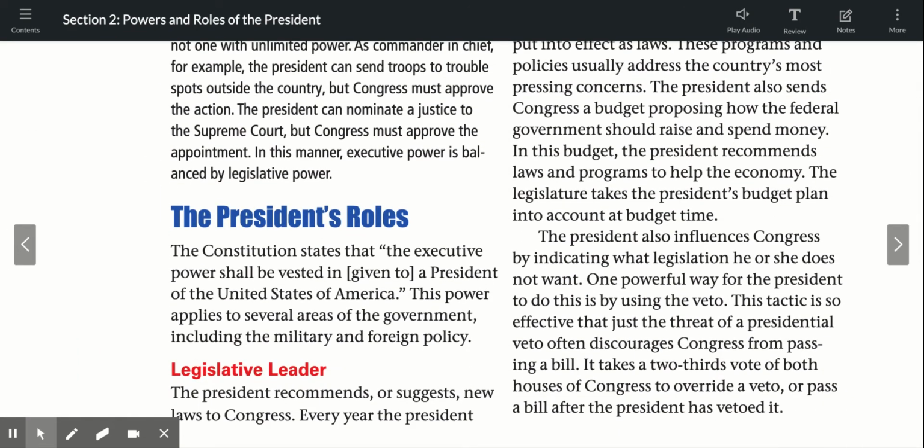The Constitution states that the executive branch power shall be vested, given to a President of the United States. This power applies to several areas of the government, including military and foreign policy. So, the President of the United States has a lot of different roles that he or she will be responsible for. One of those things is being a legislative leader.